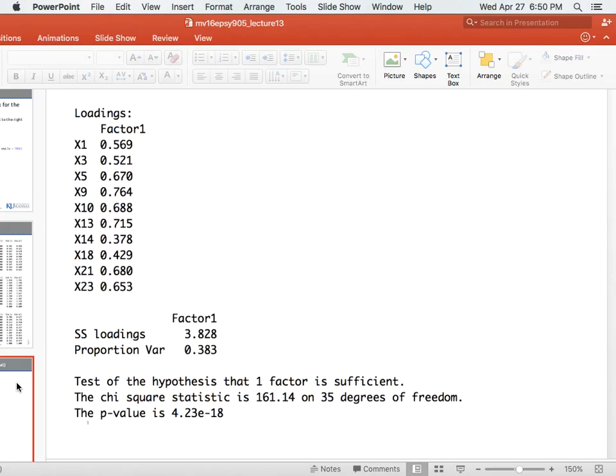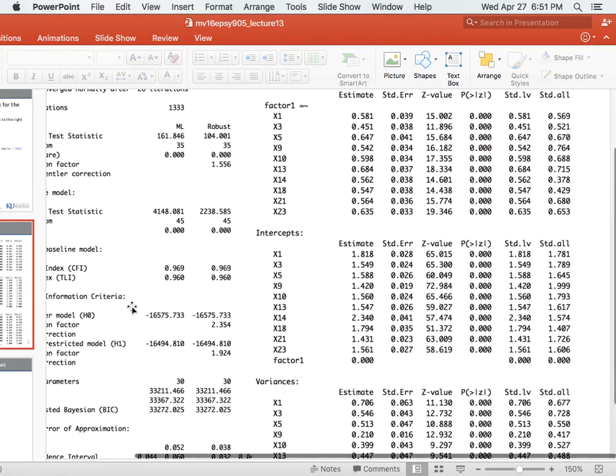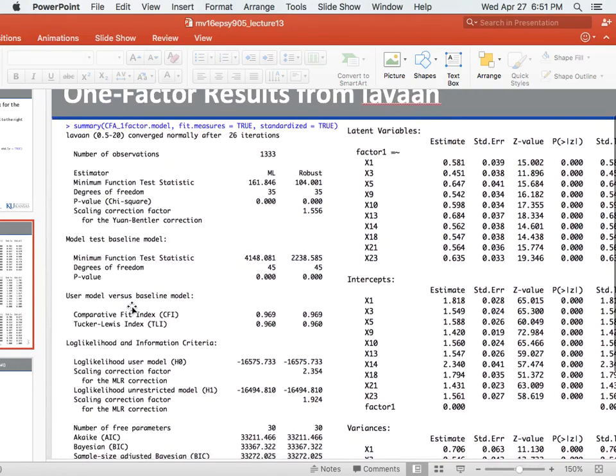If we go a step further, take a look at this chi-square statistic: 161.14 on 35 degrees of freedom. Go back a slide. The rounding is off on this, and I can't tell which function's off, but 161.84 is the ML solution. That's the close one on 35 degrees of freedom.